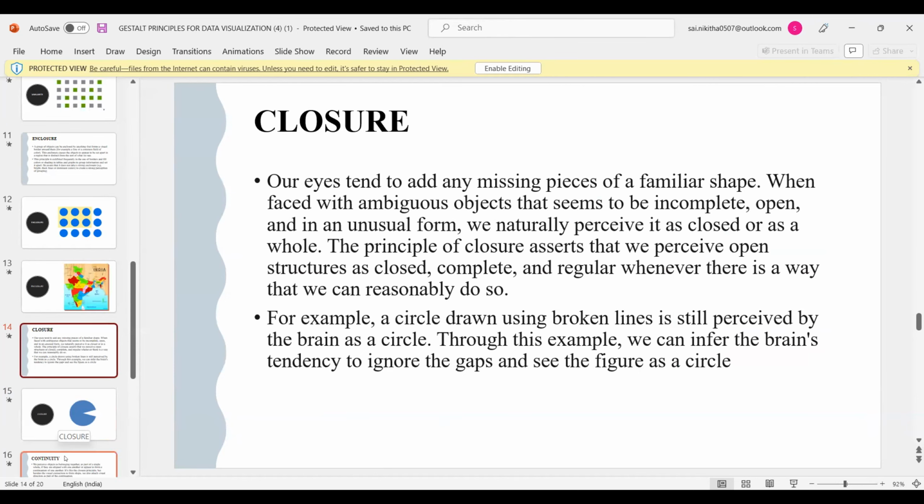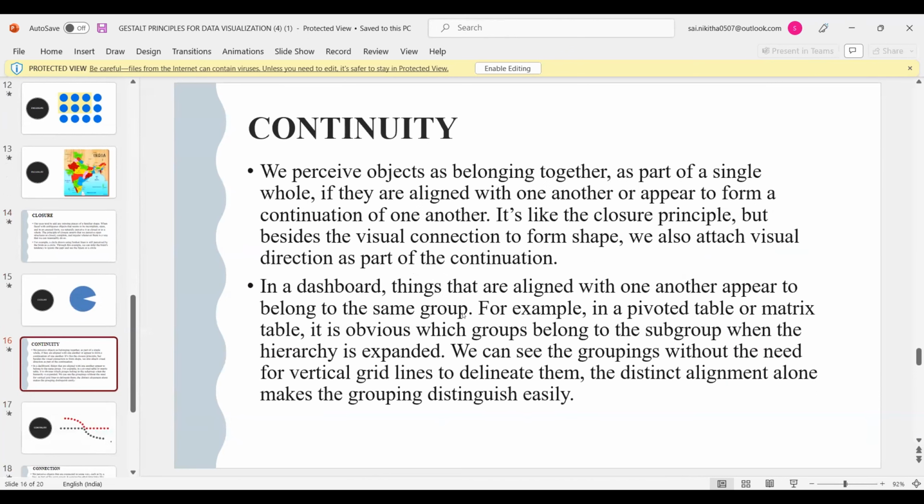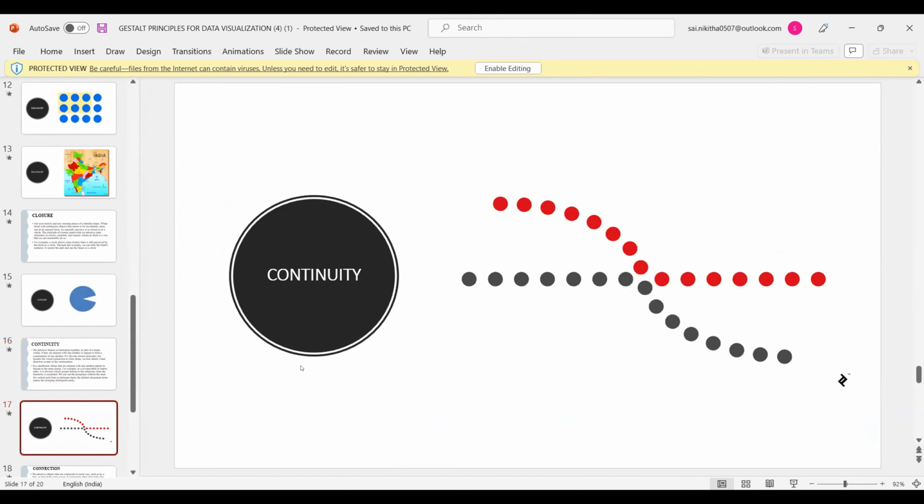See, next principle is continuity. Here, we perceive objects as belonging together as a part of a single whole. We see the example and we can understand. Here, red color dots are continuous, and these red color dots belong to one group, and black color dots belong to one group.